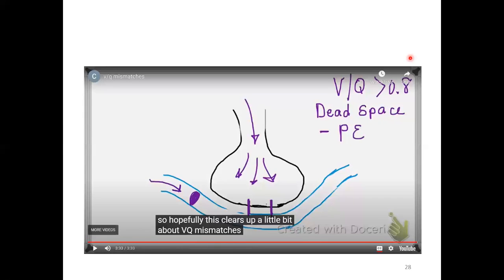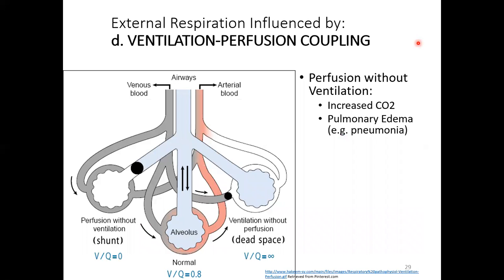Okay, so just to elaborate on that just a little bit, here is a diagram that shows us a normal healthy VQ ratio. We are getting ventilation, so air flowing into and out of the lungs, and we're also getting adequate blood flow. Remember that blood comes in blue, it is not oxygenated. It flows through capillary beds where it is oxygenated, so we get this gas exchange here, and then it leaves to flow back to the left atrium red, right? And so again, that's a normal VQ ratio of 0.8.